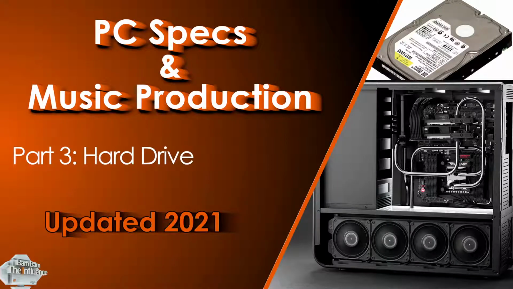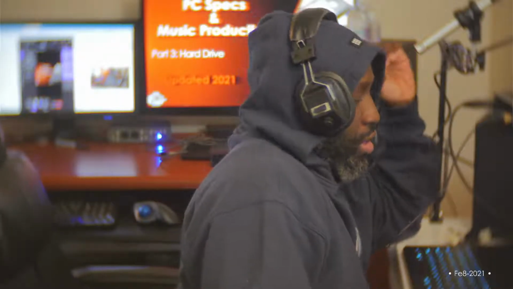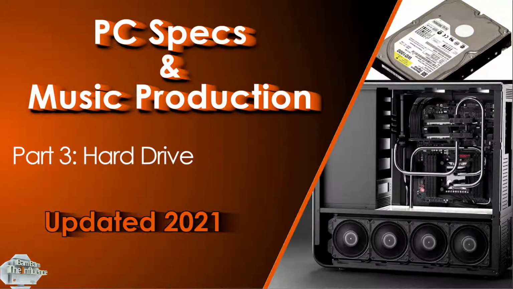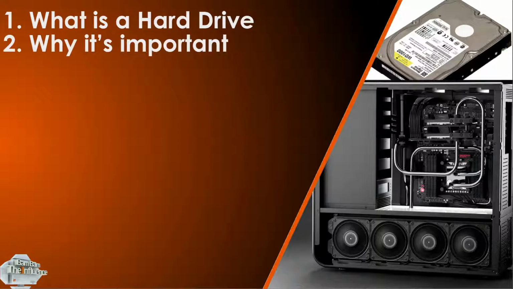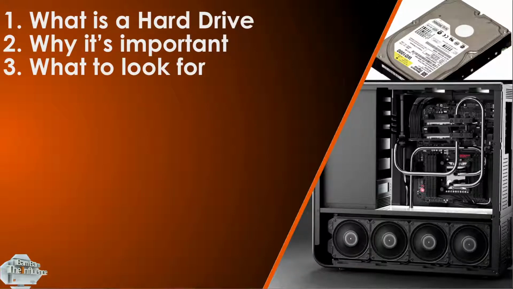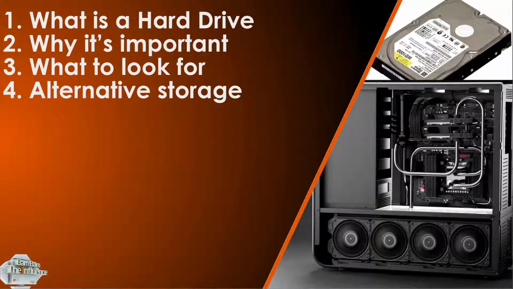Part 1 was on CPUs. Part 2 was about RAM. I did that last week. And now we're talking about hard drives in this video, which is part 3. We've got some quick questions to be answered, so let's get to these notes. First of all, what is a hard drive, why it's important, what to look for, and alternative storage options.